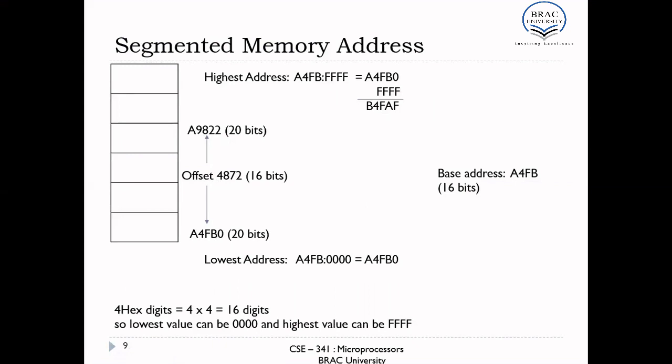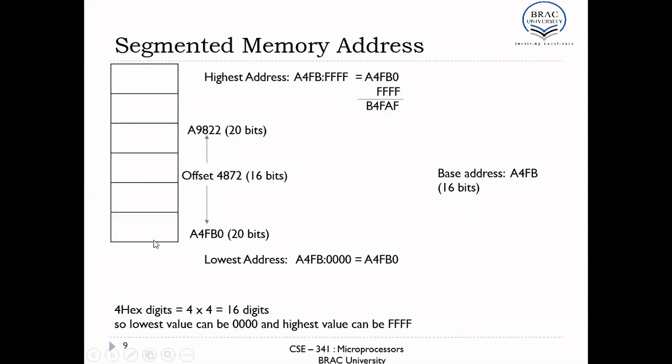But one thing, what should be the range of a 16-bit offset? And why is the offset 16 bits? Simple answer, because the data bus of 8086 can carry 16 bits. So the offset must be of 16 bits. And we know 16 bits means 4 hexadigits. So the lowest value of offset can be 0000, and the highest value of offset can be FFFF.